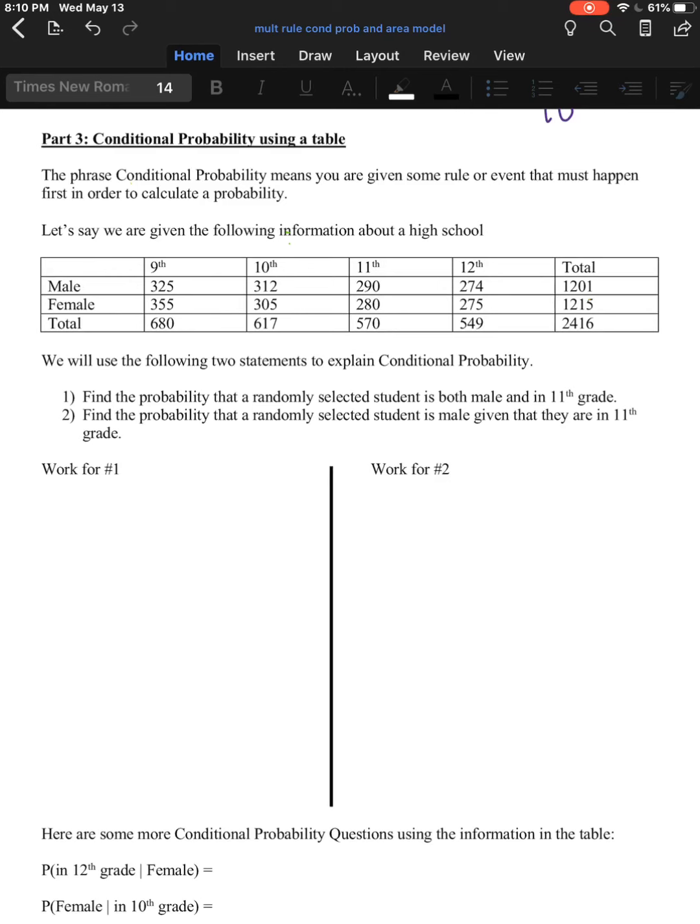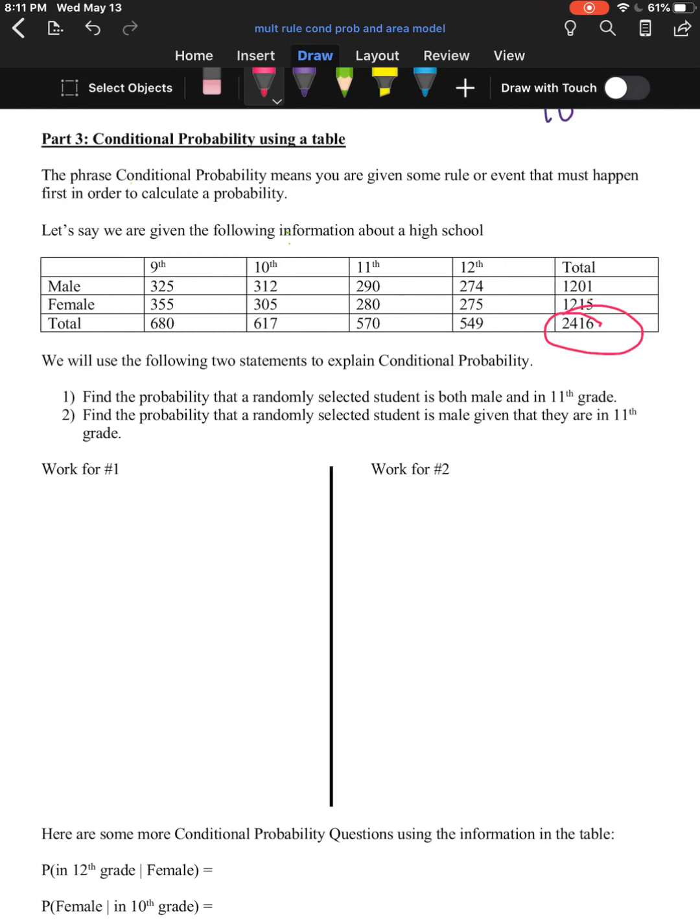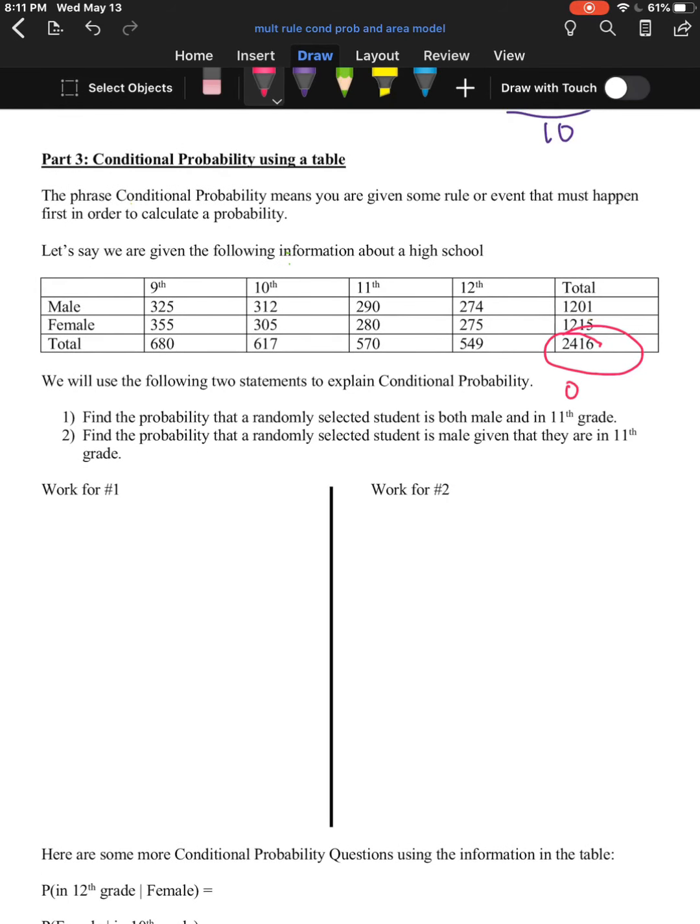We have rows, which are male, female, and total, and columns, which are 9th, 10th, 11th, 12th, and the total column. These are students in a high school and how many students are in each grade and their respective genders. The totals will tell you the total per grade and the total per gender, and then the total in the survey is always going to be whatever is in the bottom right corner. This is the overall amount.